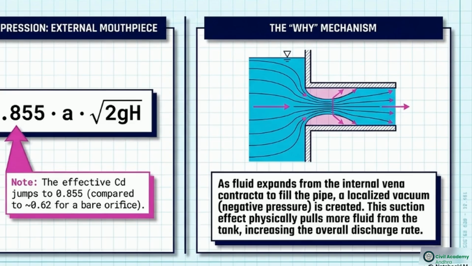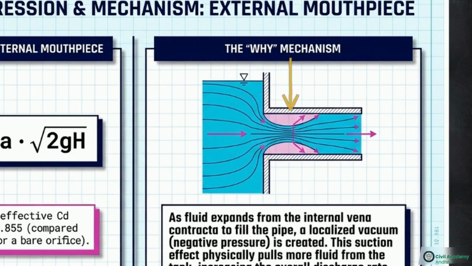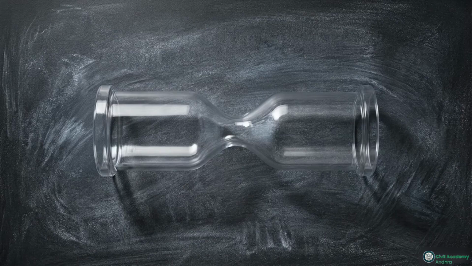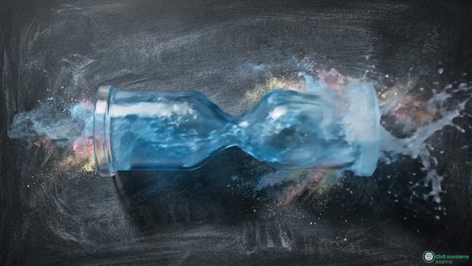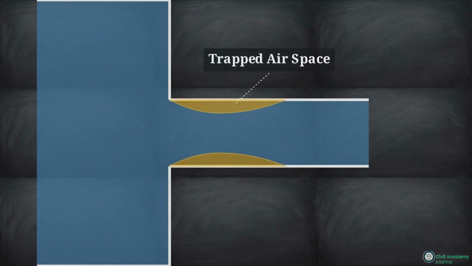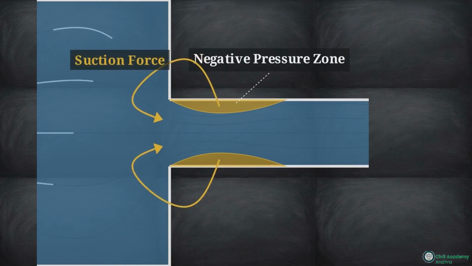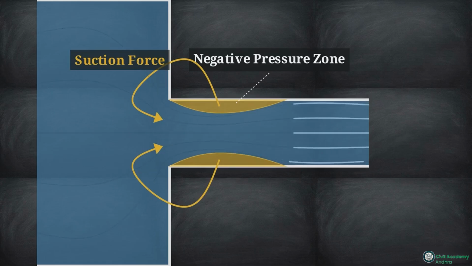As fluid enters the short pipe, it forms a vena contracta, briefly pulling away from the pipe walls. But because the pipe continues outward, the fluid jet eventually slows down and expands, completely touching and filling the internal diameter before it exits. As fluid expands outward to seal against the walls, it traps an empty pocket of space, creating a localized vacuum, a zone of absolute negative pressure. That trapped vacuum exerts a physical suction force backward, pulling additional fluid directly out of the tank, overcoming the minor friction of the pipe walls.